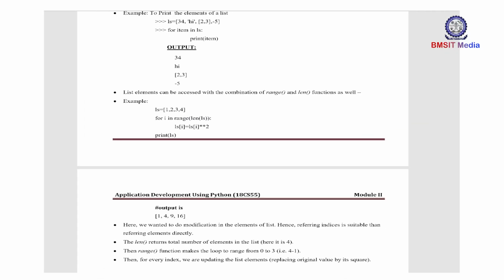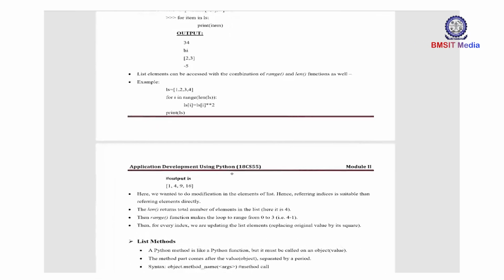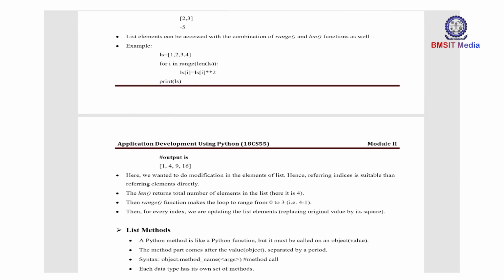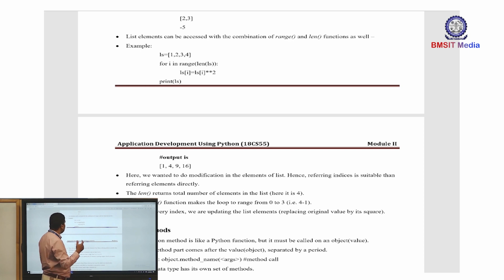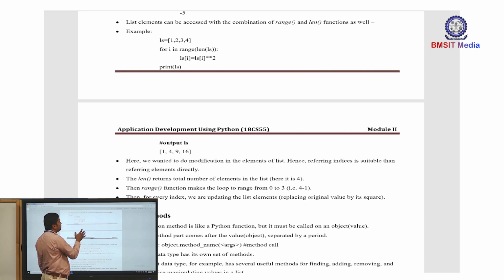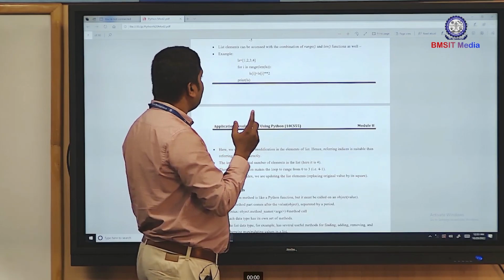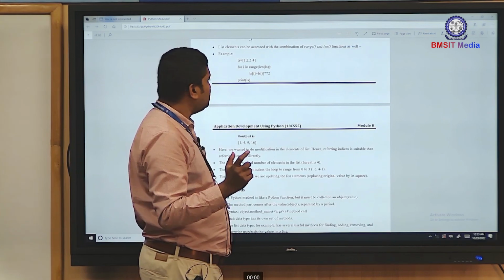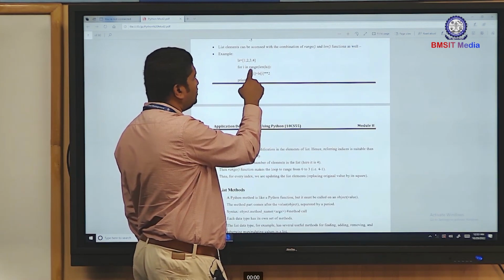Next, list elements can be accessed using the range function and len function. How to use range and len together with the list? Here is an example for you. So ls is equal to [1, 2, 3, 4]. So this is a list I am taking. It's a list of integers. for i in range(len(ls)). So len of ls means what? It will count the number of elements. The len function will count the number of elements in the list. So here I will get range of 4.